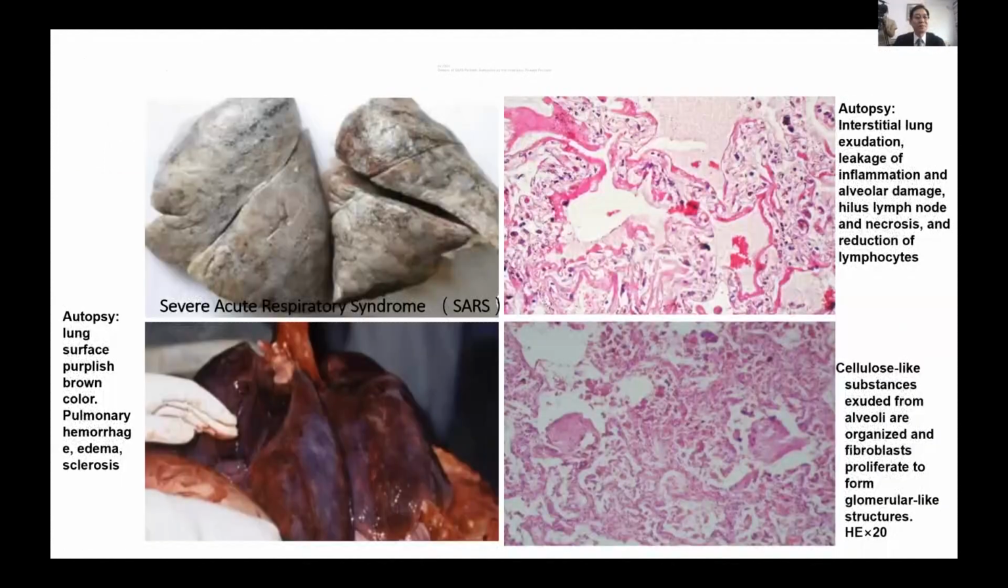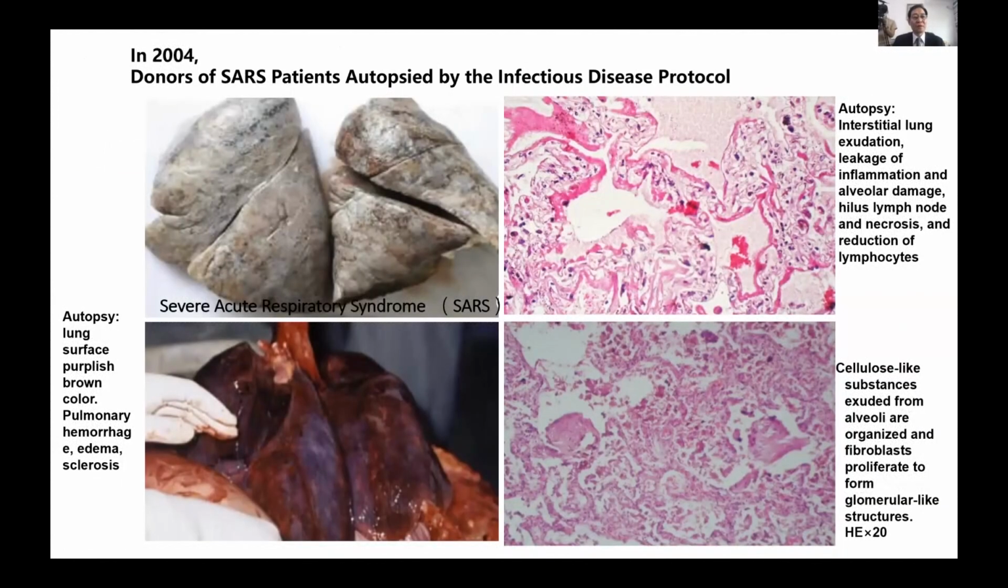In 2004, patients with SARS were autopsied by the infectious disease pathologists. You can see the autopsied lung surface shows a brown color, pulmonary hemorrhage, and edema sclerosis. This is the pathology manifestation.